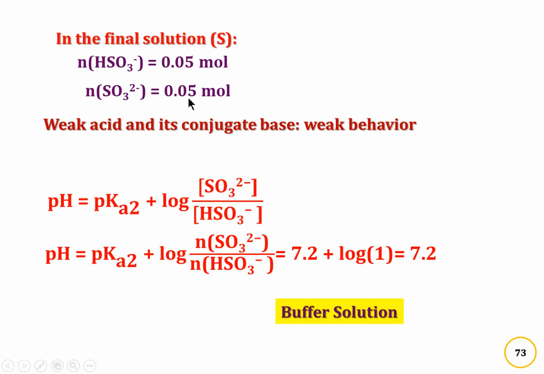So we can apply Henderson. pH equals pKa of the couple involved, which is pKa2, plus log of the base SO3 2− at equilibrium divided by the acid at equilibrium. So equals pKa2 plus log of the numbers of moles, which are practically the initial ones, so 0.05 divided by 0.05, log 1 equals 0, and the pH equals 7.2, which is the pKa of the couple SO3 2−/HSO3−, so we have a buffer solution.